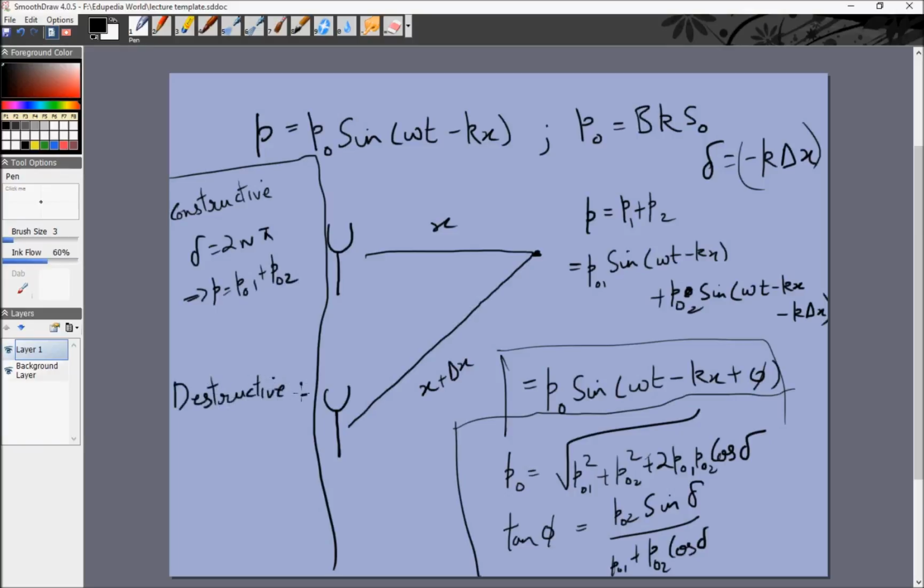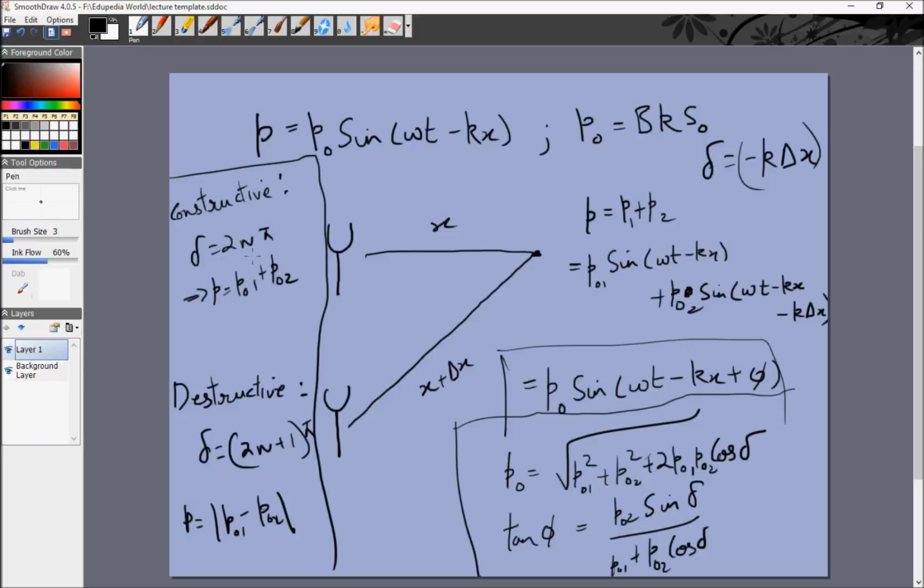Again, we've seen this before for transverse waves. Now we are seeing this for sound waves. Delta will have to be 2n plus 1 pi. Right. In that case, P will be mod of P01 minus P02. I've only written mod because it's the absolute value. For example, if P01 is 2 and P02 is 5, the new pressure amplitude will be 3. Right? It will be displaced 180 degrees, but the amplitude always needs to be positive.